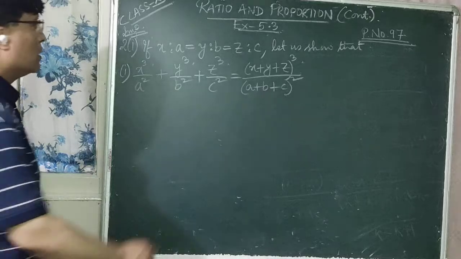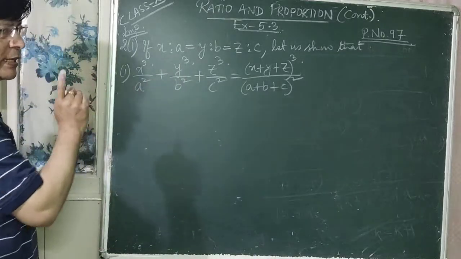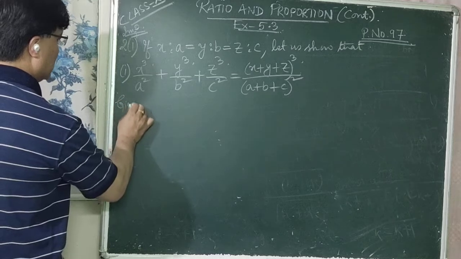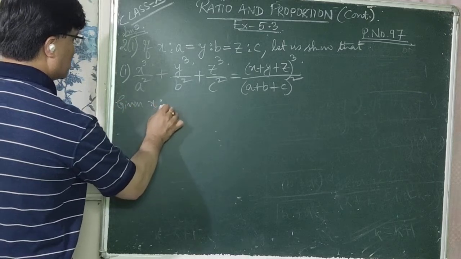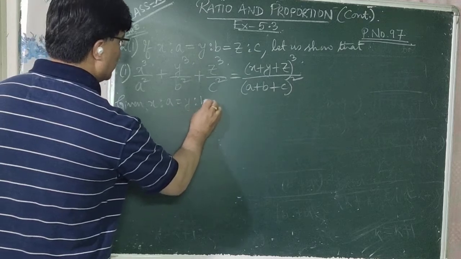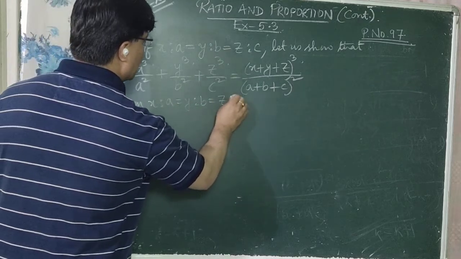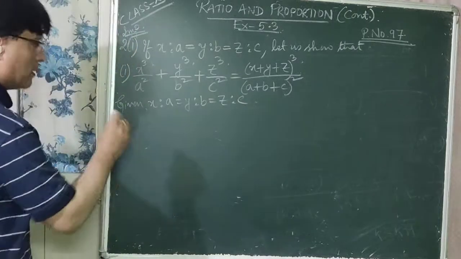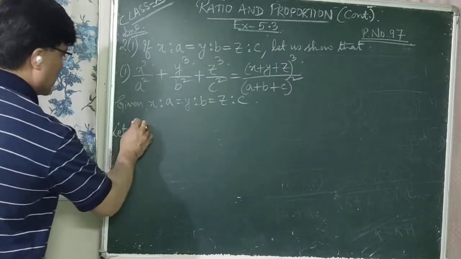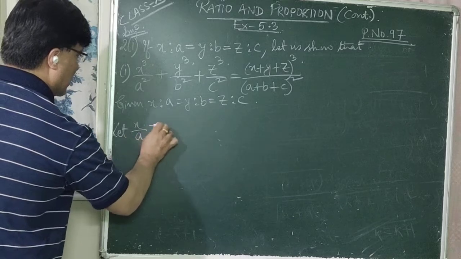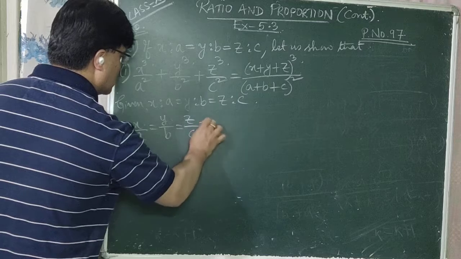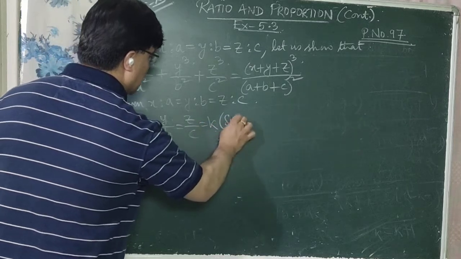Okay? So here also you can use the same K method. So here what is given? X is to a is equal to y is to b is equal to z is to c. So this ratio can be written in terms of fraction. X upon a is equal to y upon b is equal to z upon c is equal to K suppose.